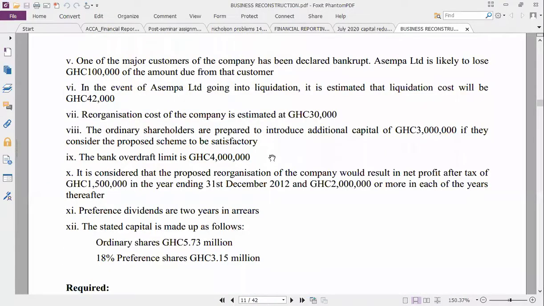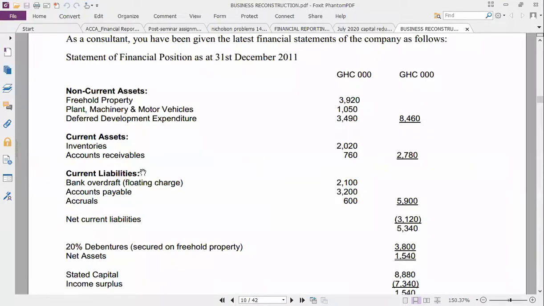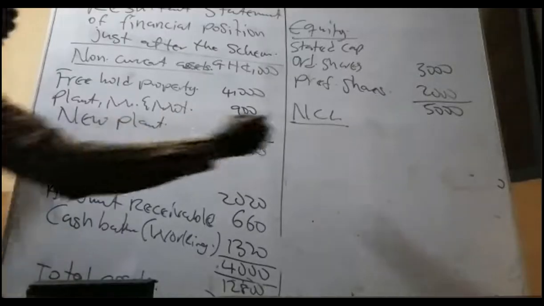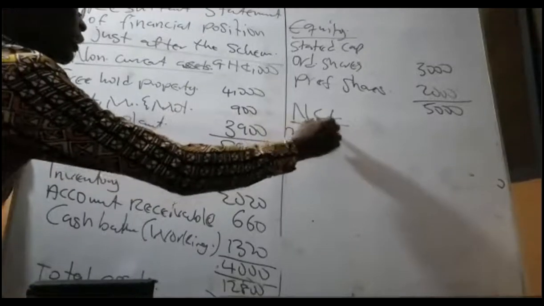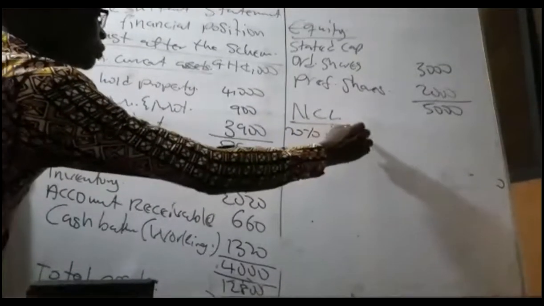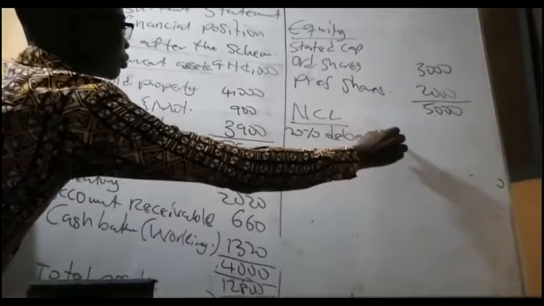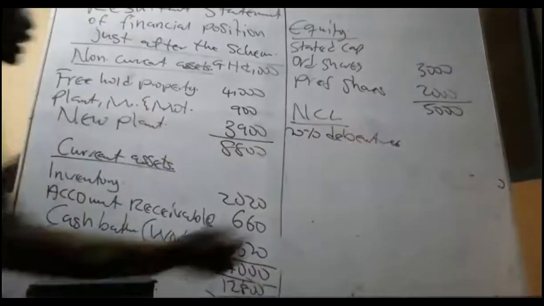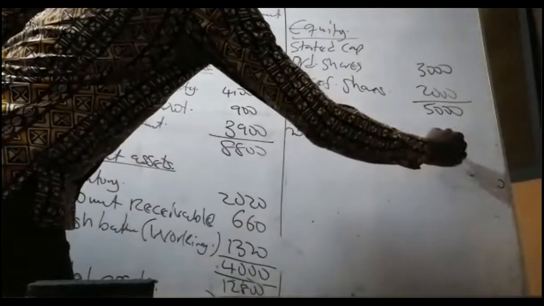From the question, we have non-current liabilities. There are 20% debentures. So 20% debentures. That's 3,800.